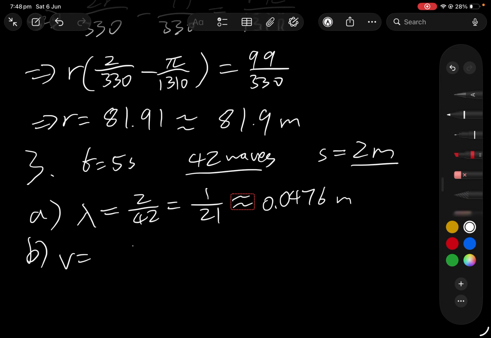And B asks us for the speed. So velocity equals distance over time, so equals 2 over 5. That's literally it. It equals 0.4 meters per second.